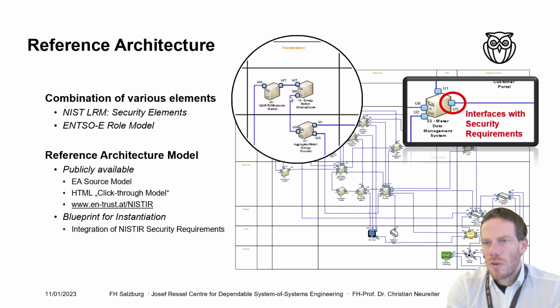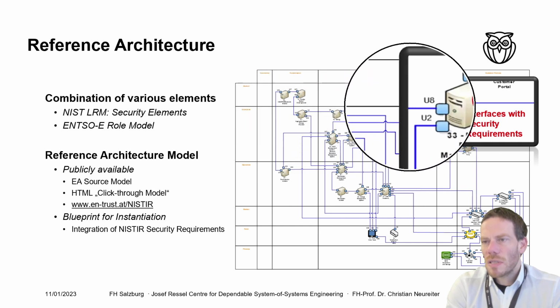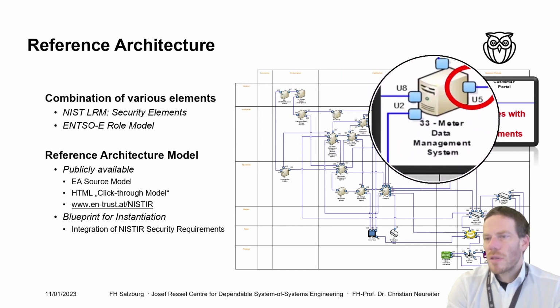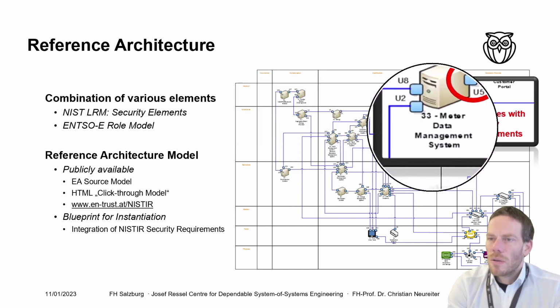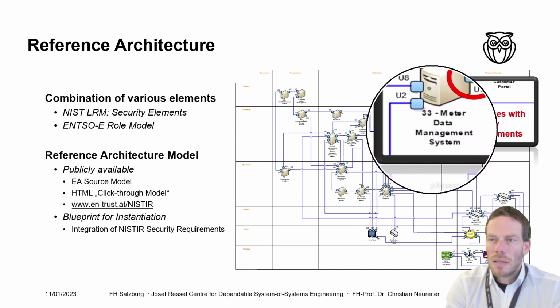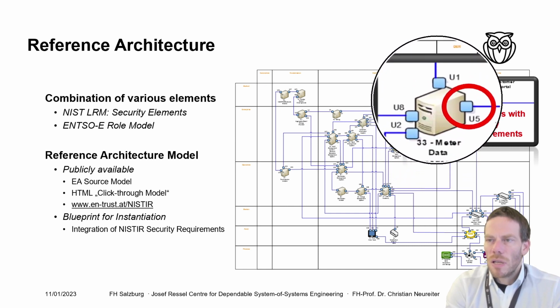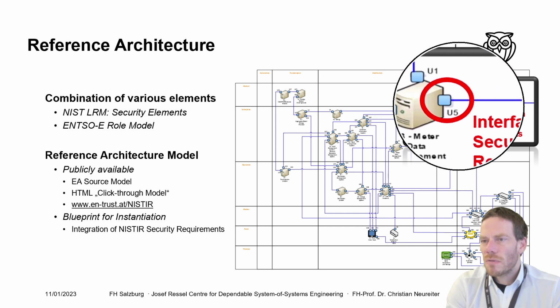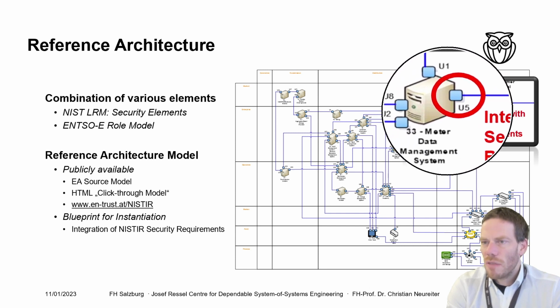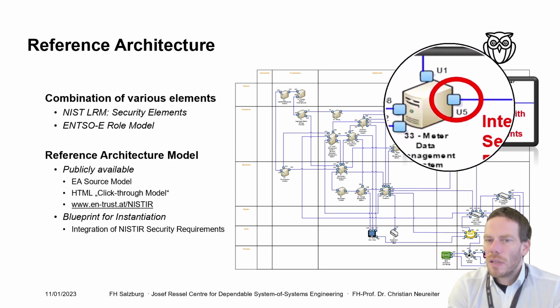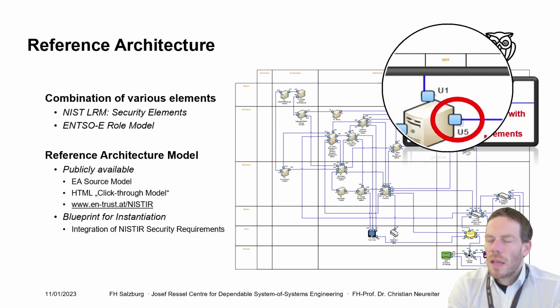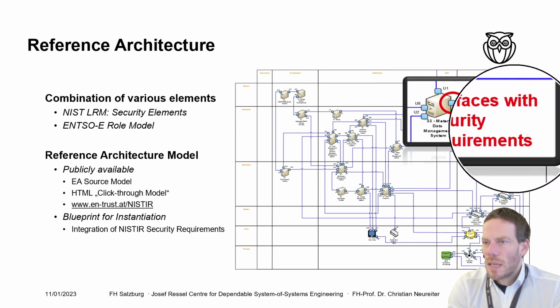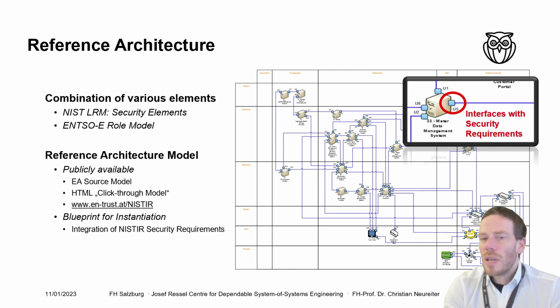It shows their connections based on interfaces. And as you see here, for example, we have one actor or one component, which is called the metadata management system. And we know that this one has an interface of type U, interface U5. And we know the interface category of this. And on this basis, you already can get the individual security requirements.